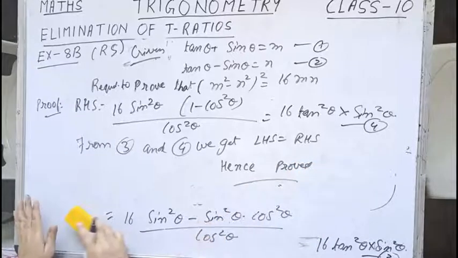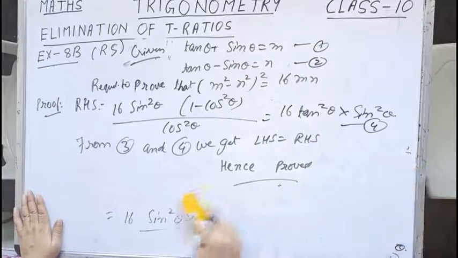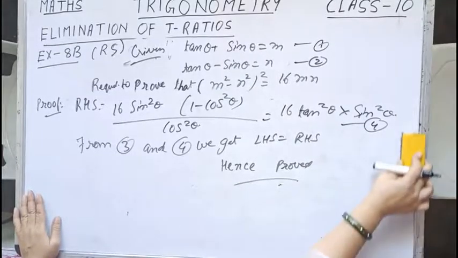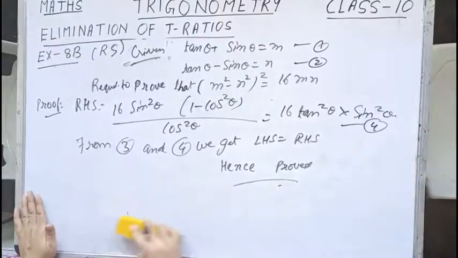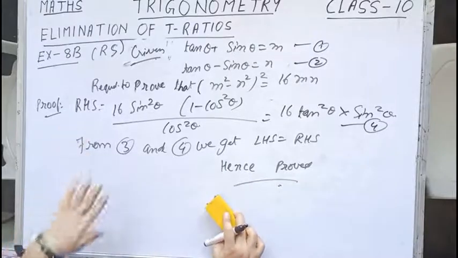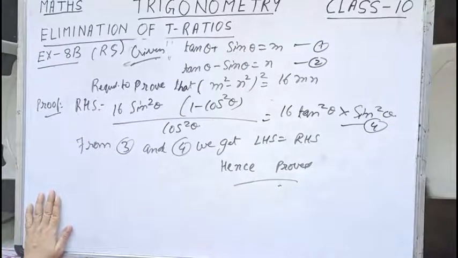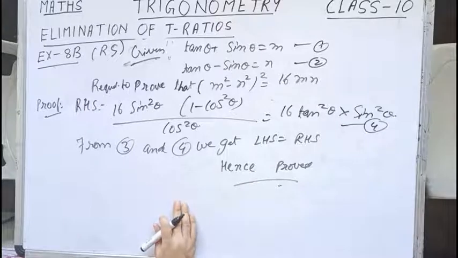So children, if you have the concept of the identities properly, you have the hold on the identity. That's why I am always saying that practice more sums from identities. This elimination of T ratios will be an easy topic for you. Let us move to one more new question.